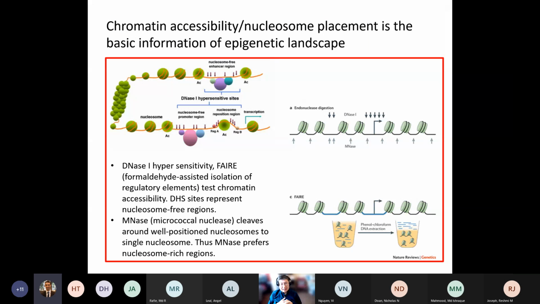To study epigenetics, the first tool will be to study chromatin accessibility or nucleosome placement. I would like to use two slides to introduce two techniques that are used for studying chromatin accessibility. We're not studying DNA modification or histone modification. We're just trying to draw a map of where the chromosome is relatively open, and where in the chromosome you have totally packed regions.